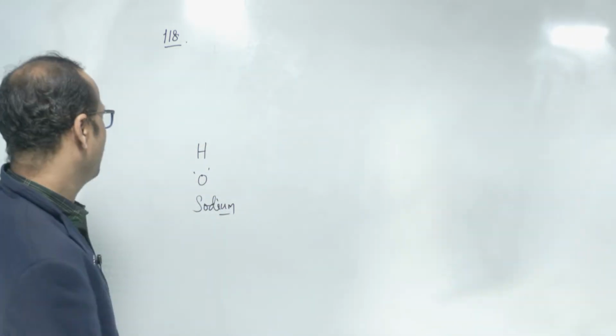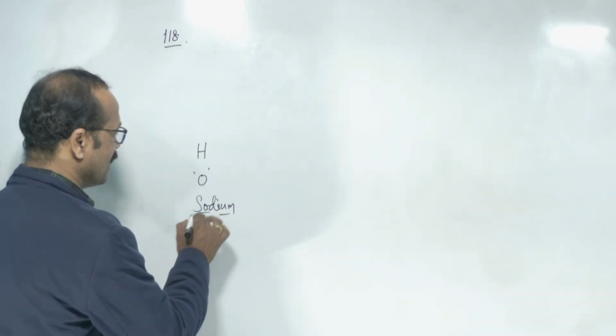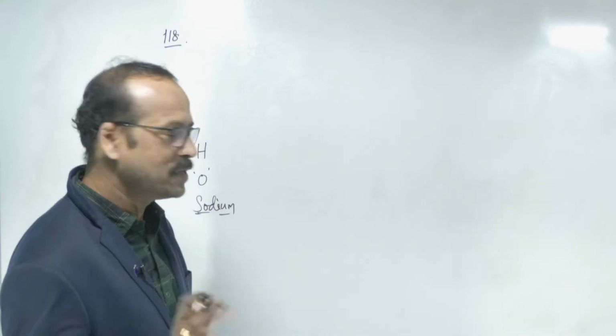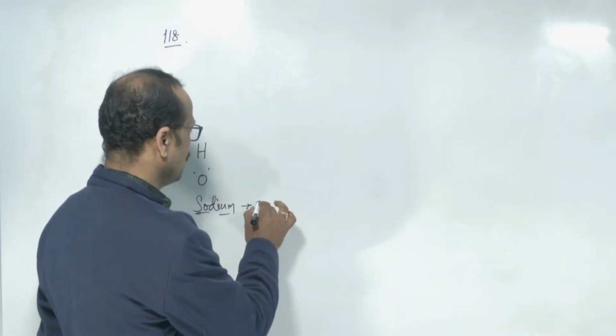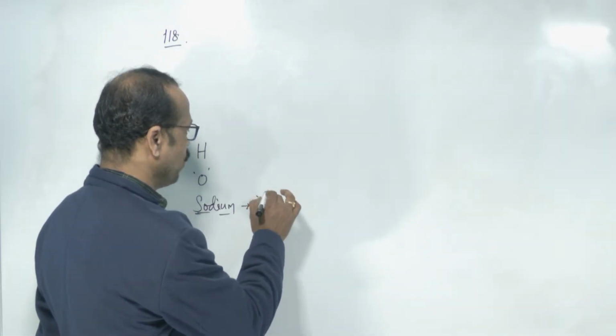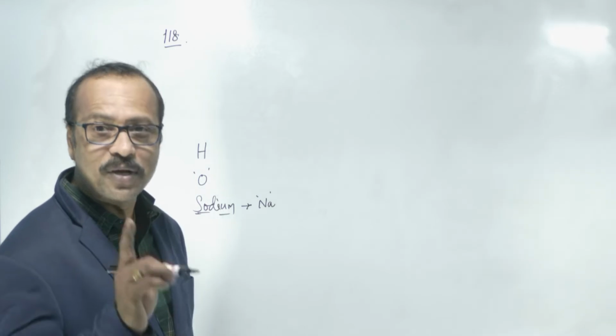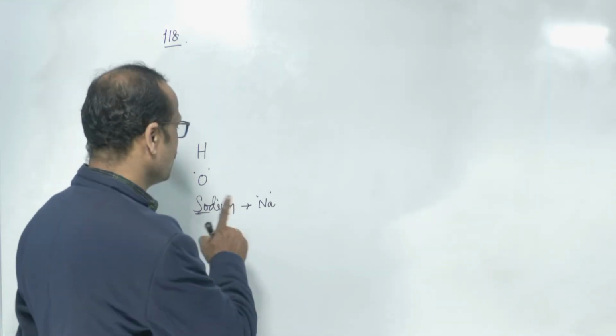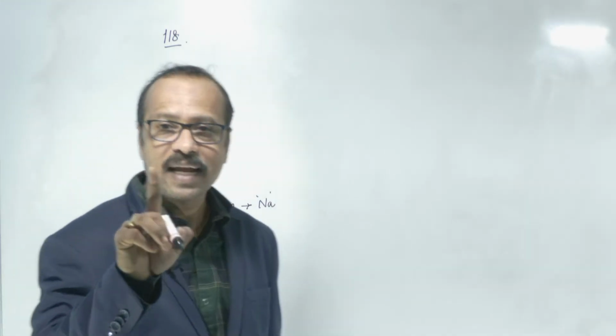Na. Very good. So it's not S or So. Even though sodium starts with S or So, that is not its symbol. The symbol of sodium is Na. Why Na? Because the symbol of sodium is taken from its Latin name.